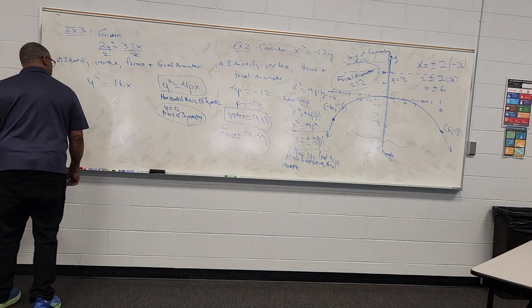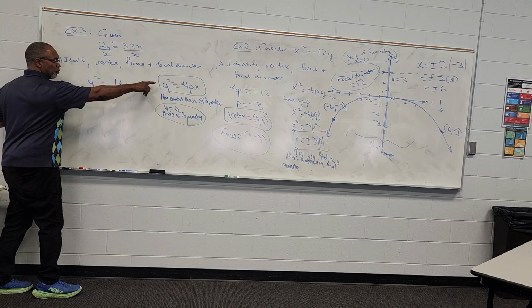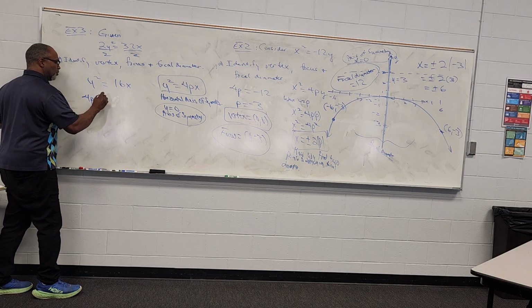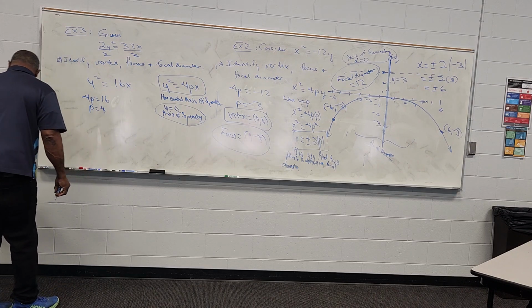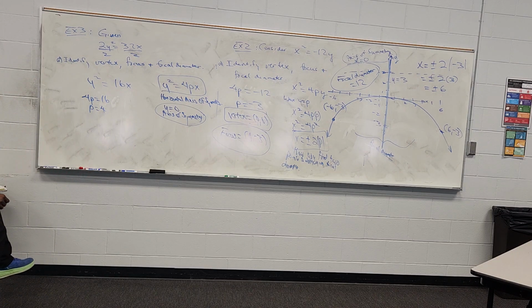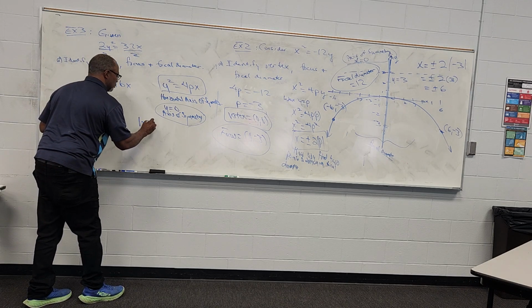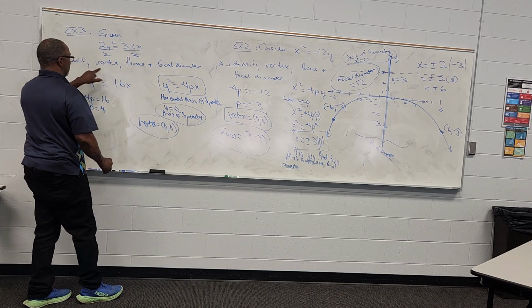So y squared equals 16x. Again, the general form is y squared equals 4px. So 4p must be 16, so p must be 4. That's always your first step: determine what p is. Well, the vertex is at 0, 0. That's one thing they asked us, the vertex.